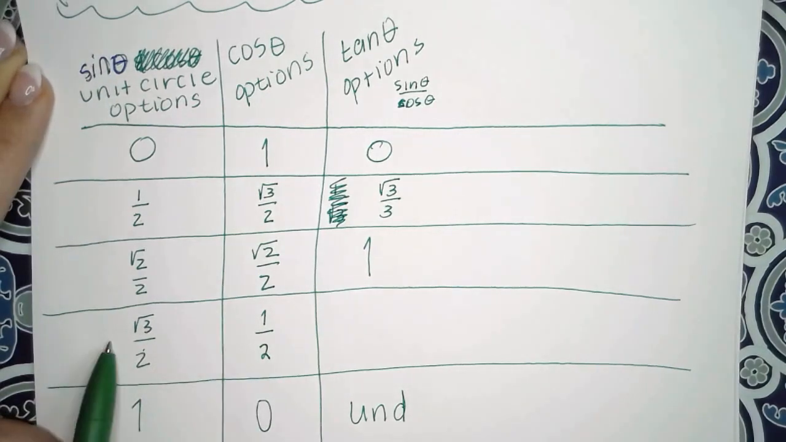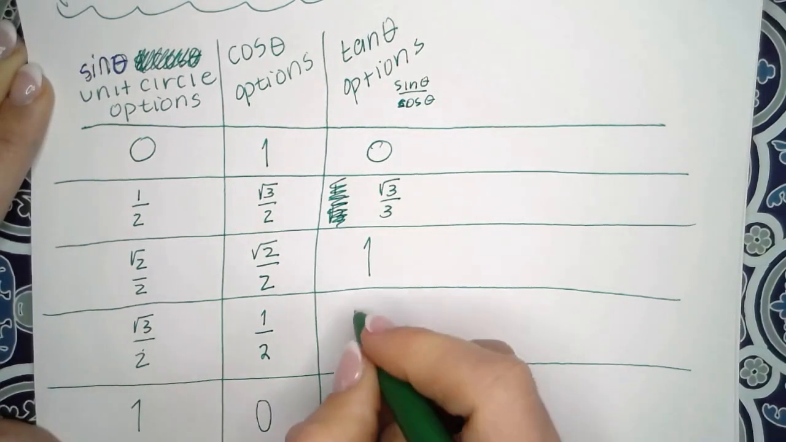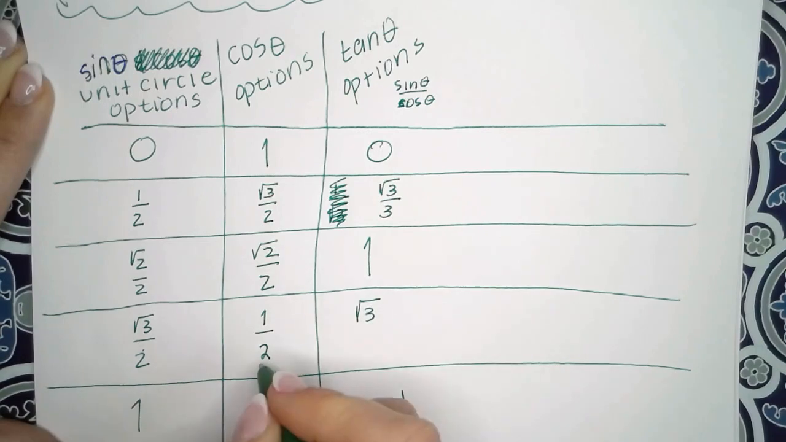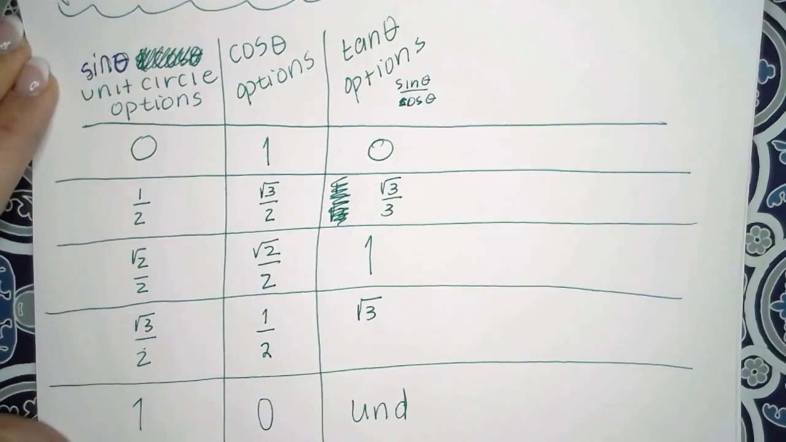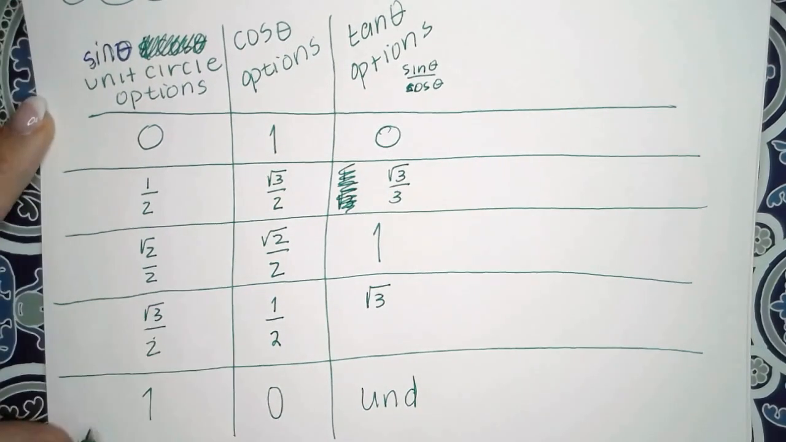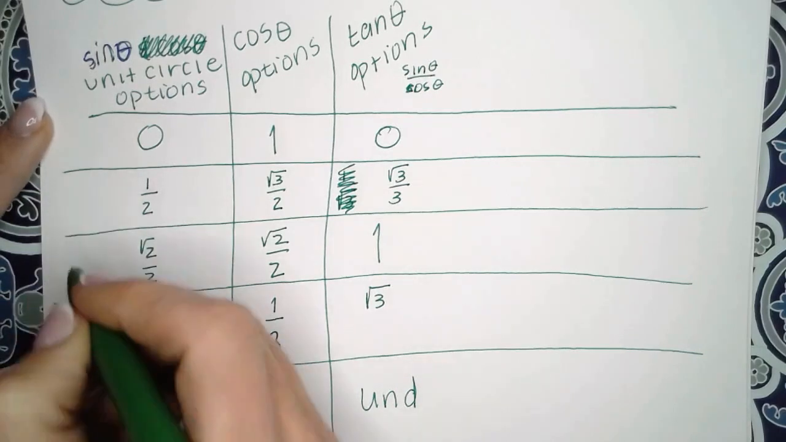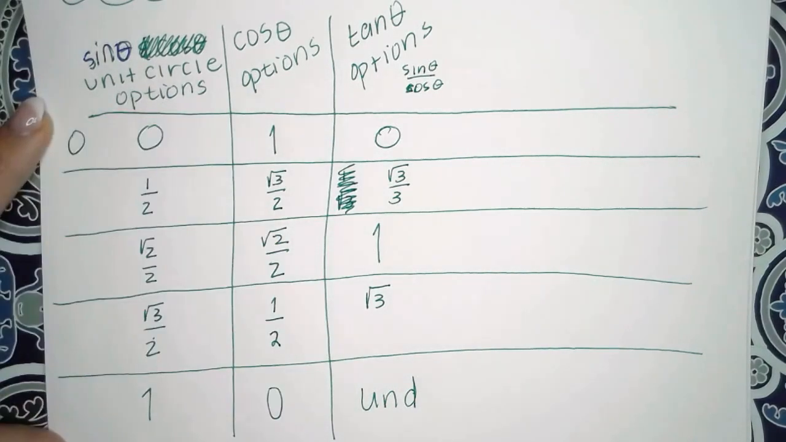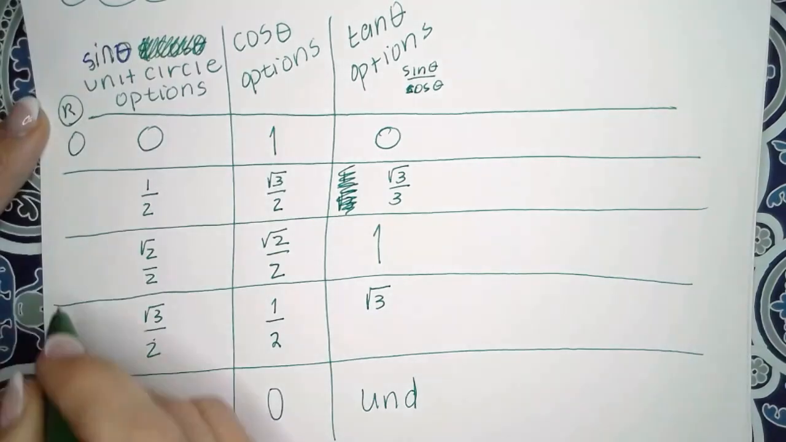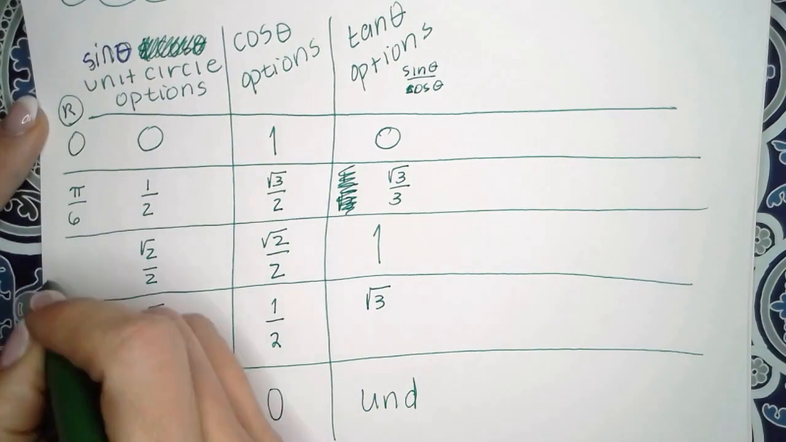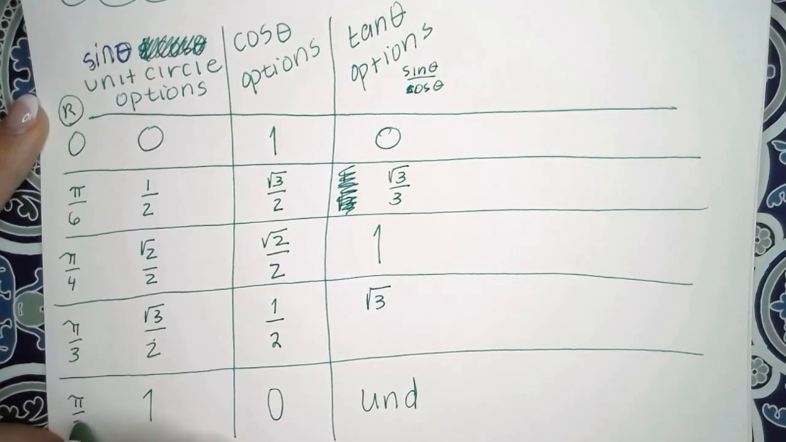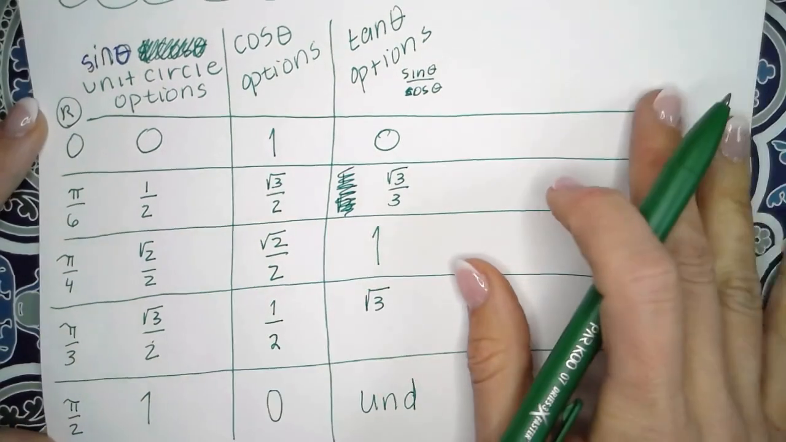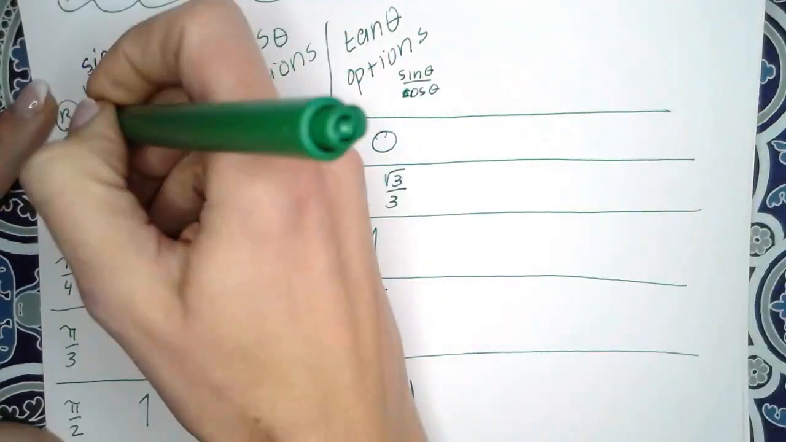Here, we're dividing sine over cosine. What's root 3 divided by 1? Root 3. And what's 2 divided by 2? 1. So we're done. It's just root 3. Okay? These are what you need to know for your tangent options. Now, I'm going to throw something else over here. I'm only going to put quadrant 1. This is 0 degrees or 0 radians. Okay, so I'm going to put R for radians here. This one is really going with pi over 6, pi over 4, pi over 3, I'm getting bigger, and pi over 2. Now, those are my sine, cosine, and tangent options.